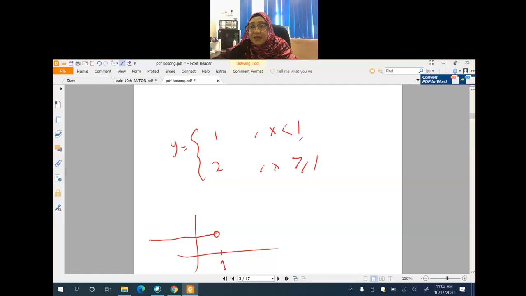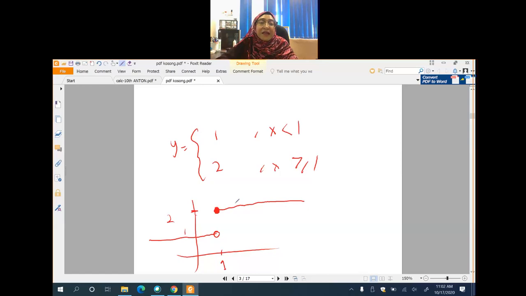It doesn't include 1, okay? And then somehow for this part here, we have x greater than or equal to 1. The y is given by 2. So this is 1 and this is 2. Okay. So here you have another horizontal line. And for this case, x is greater than or equal to 1. It means that it includes 1. So instead of hollow dots, you will have full dots. Full dots.